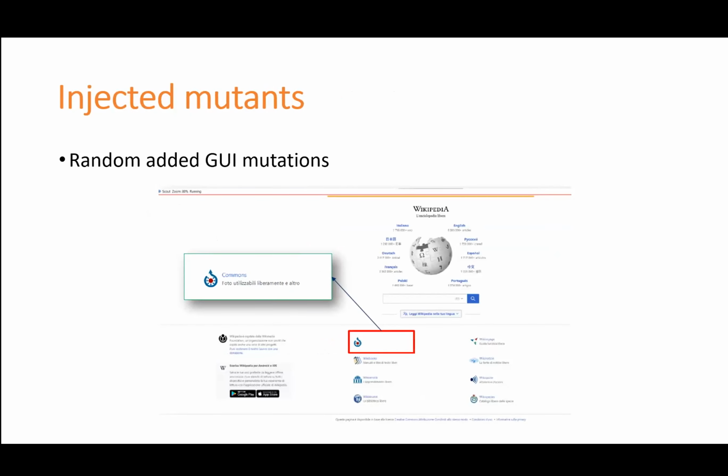We added random GUI mutations. So for instance, we make something disappear even in the working application randomly, so that I am not testing an application which is always the same, which is always fine, but I find something that captures my attention, and it encourages me to put assertions where I see the injected mutants.